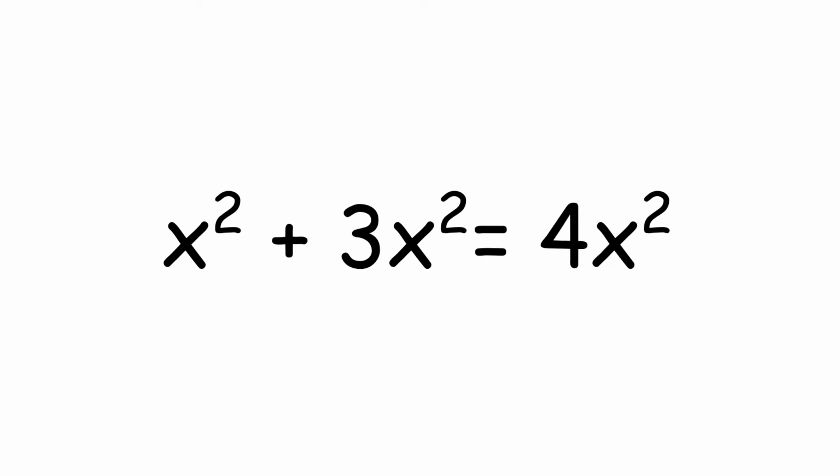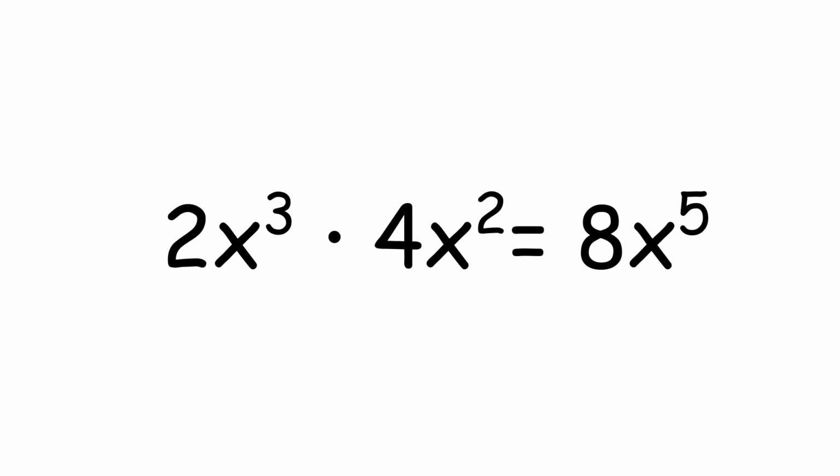Let's take a look at a few rules for working with exponential values. First of all, when we add terms of the same power, we just need to add the coefficients. So x squared is just shorthand for 1x squared, and when we add that to 3x squared, we get 4x squared.